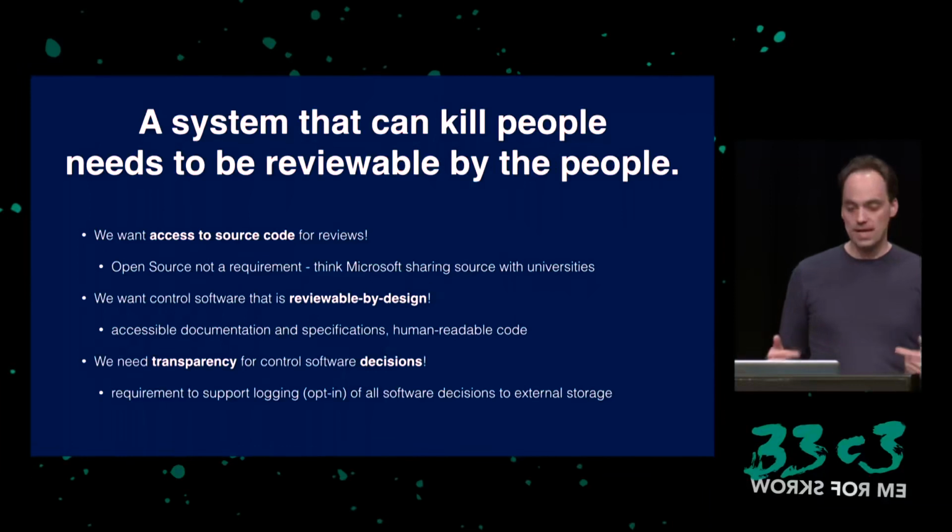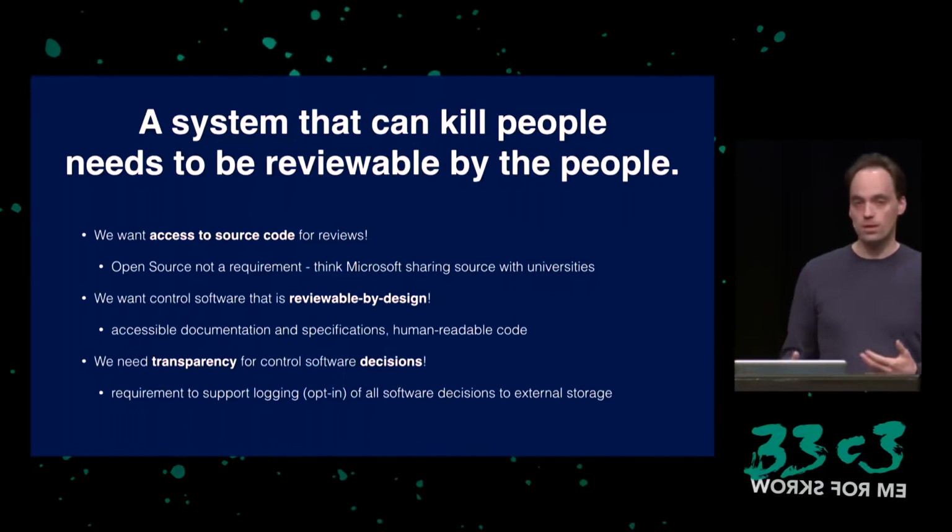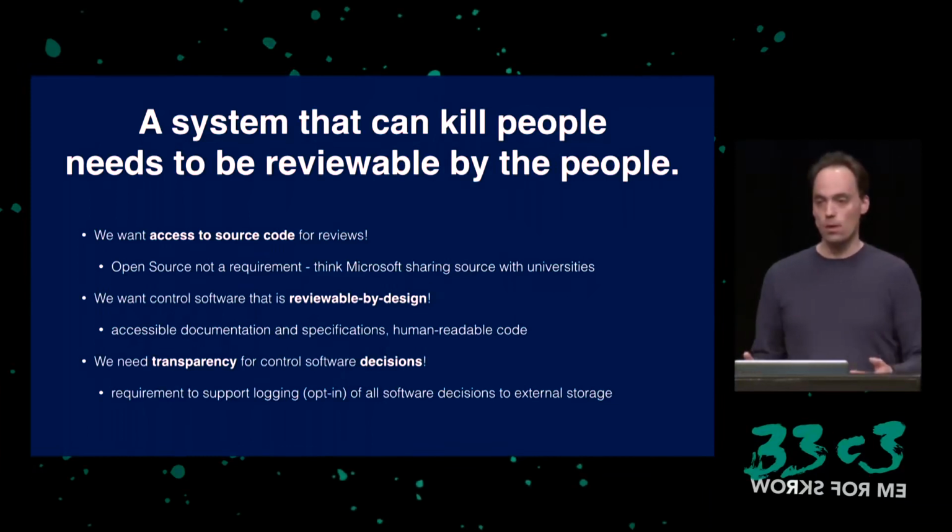It doesn't necessarily mean we want open source. Right? We don't ask all the car manufacturers to open source all their software. That's not what I'm talking about. What we need is, think about how Microsoft is sharing source code of Windows with universities or other countries. We need experts to look at the source code. And we want control software that is reviewable by design, that has a lot of documentation, that has good comments, that is human readable code. I don't want to see a disassembly. I want to see the source, the MATLAB or whatever they're using to define the functionality, and read that.